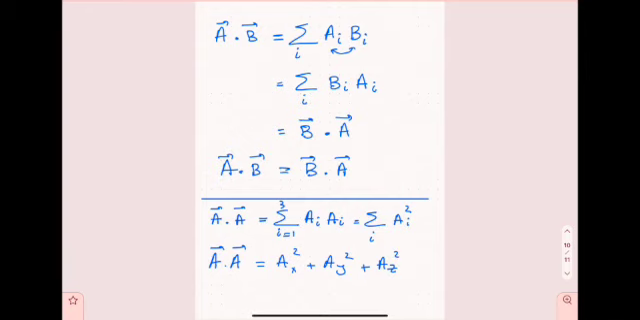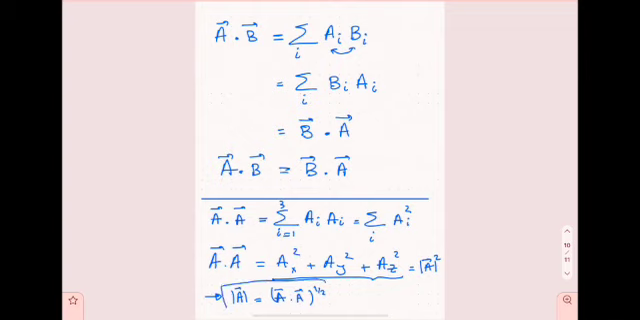And we learned also from the previous session that this is the magnitude of A squared. So in other words, if one wants to calculate the magnitude of a vector, then one has to basically calculate the dot product of A with itself, then take a square root of that, and then that is the magnitude of vector A.